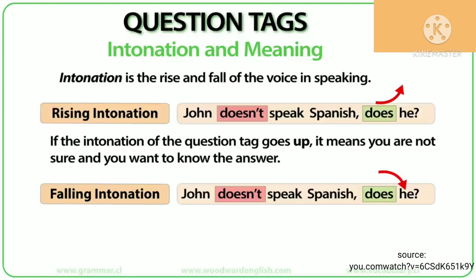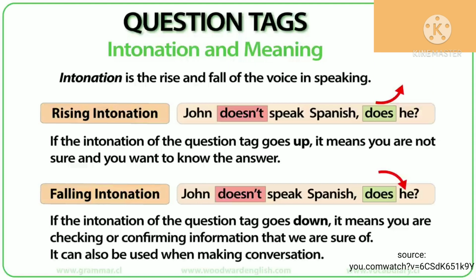Falling intonation. John doesn't speak Spanish, does he? If the intonation of the question tag goes down, it means you're checking or confirming information that you are sure of. It can also mean you're making conversation. John doesn't speak Spanish, does he? My voice went down at the end with does he? Because I am sure he doesn't speak Spanish, but it would be great if you could confirm this with me. Or I just want you to agree with me.